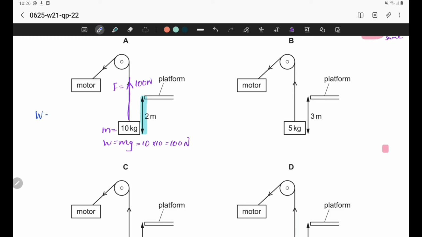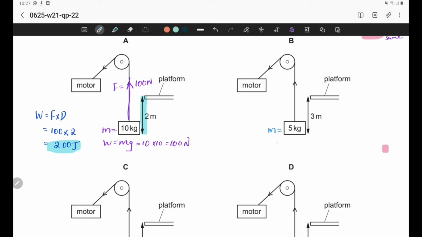The work done equation is force times distance, where force we have calculated, which is 100 Newton, the weight of the object, times the distance given, 2 meter. Therefore the work done is 200 joule. So in order to lift this 10 kg object to 2 meter height, the motor should do a work equivalent to 200 joule. Now let's look at option B.